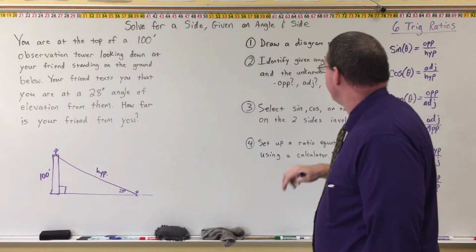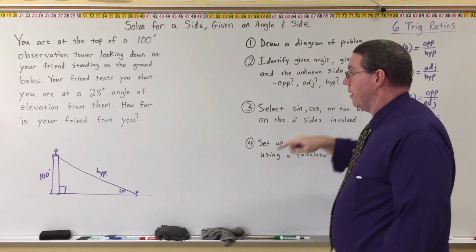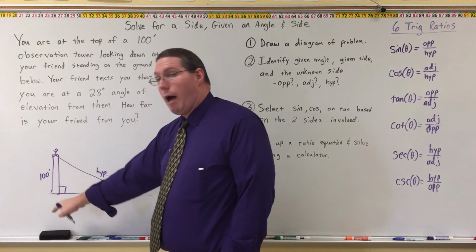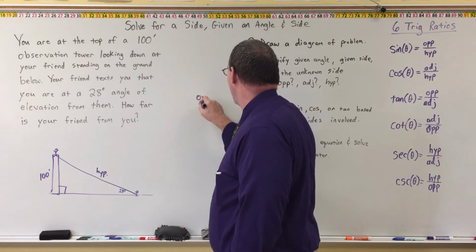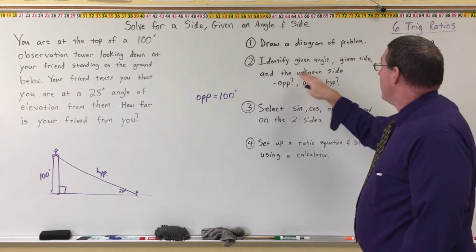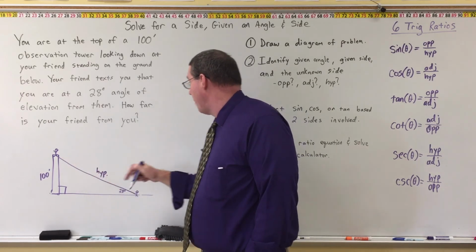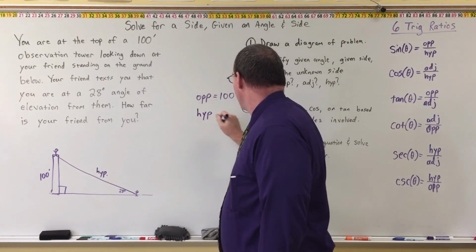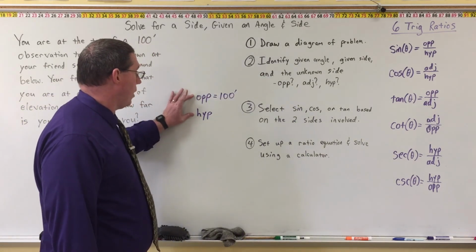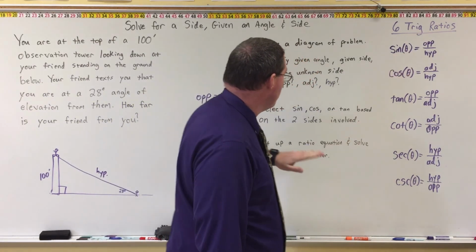So we drew a diagram. We're identifying the given angle, which is 28 degrees. The given side is the opposite side from the 28 degrees. It's all the way over here. So the opposite is 100. Opposite equals 100 feet. And the unknown side is the distance between you and your friend, and that's the hypotenuse. So for step 3, select sine, cosine, or tangent based on the two sides involved. We're dealing with an opposite and a hypotenuse, and opposite and hypotenuse deals with sine, so we're going to choose sine.